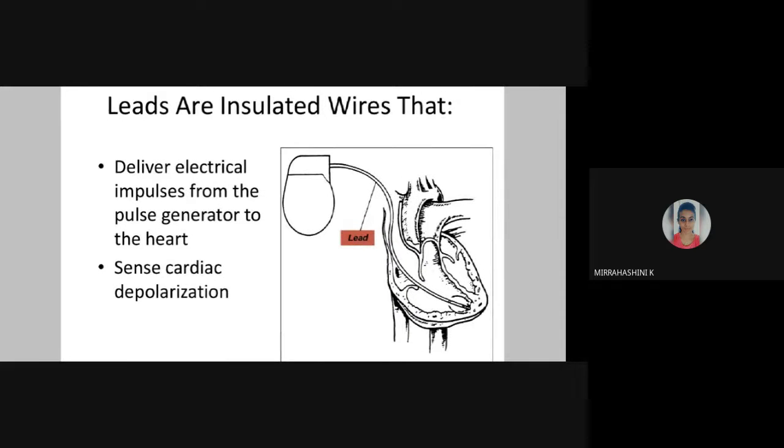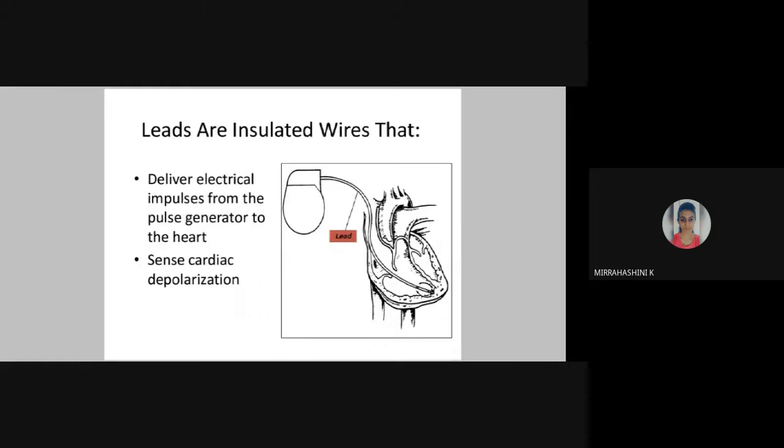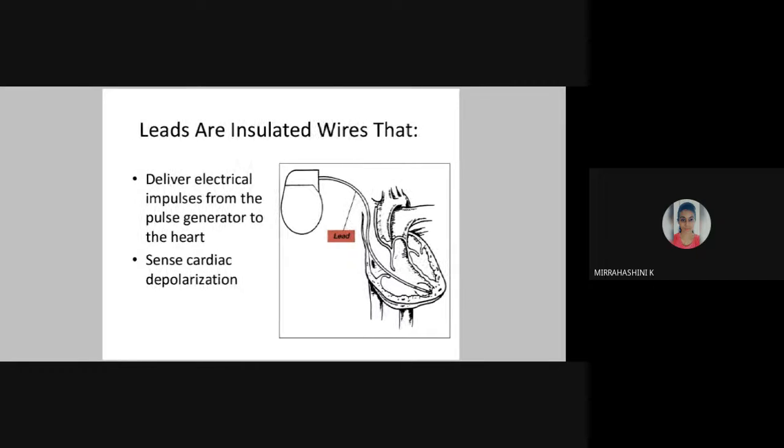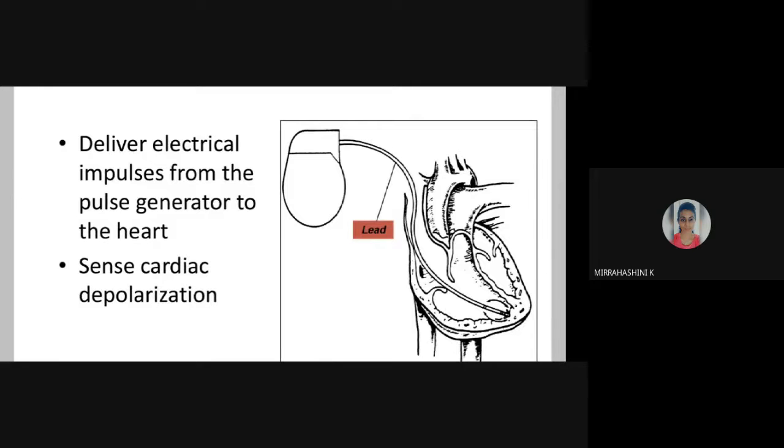Like how we have electrical wires in your home, right? Inside the wire, the current will be traveling, but the outside part of the wire will be insulated. Similarly, there will be an insulated wire which will be used to deliver the electrical impulses from the pulse generator to the heart. That lead will have two functions. One is to deliver the electrical impulses, another one is to sense the cardiac depolarization.